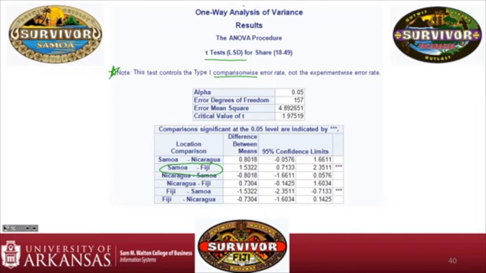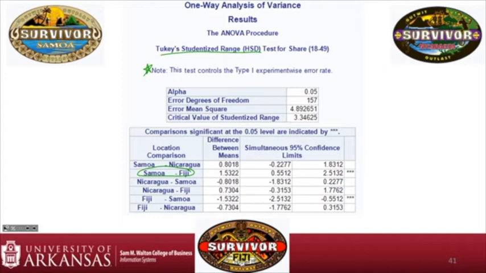The thing that you will see that's a little bit different between the least significant difference and Tukey is the confidence limits. Because least significant difference is using a t-test, it's using a t-distribution. Tukey is looking at it a little bit different. So the confidence intervals are a little bit different, but most of the time, not always, you're going to get the same results.